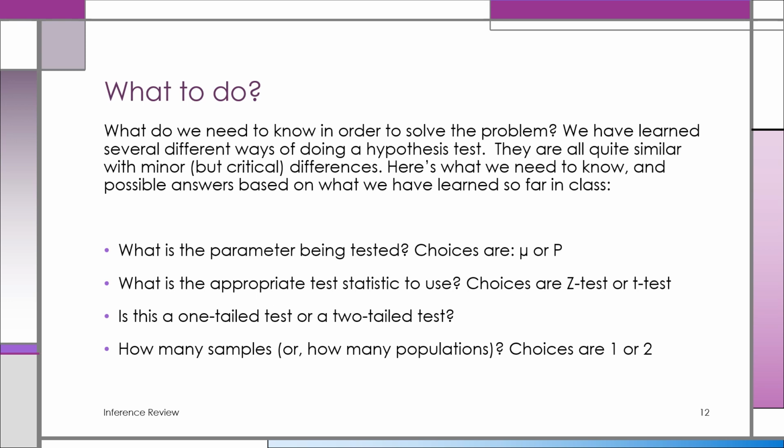And then finally, maybe we should even do this first. How many groups are there? How many samples? How many populations? If you have a test with one sample taken from one population, that's a one sample test. If you have a hypothesis test with two samples, each one taken from a different population, that's a two sample test. And you know what? Those are your choices, because that's all we learned. We learned one group tests and two group tests.